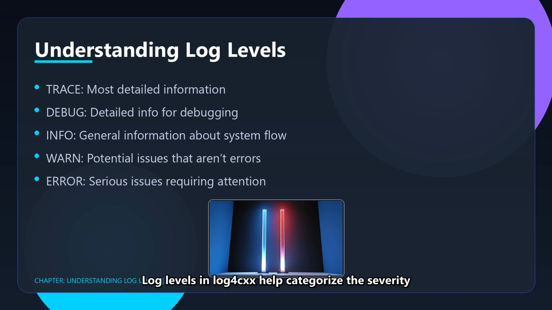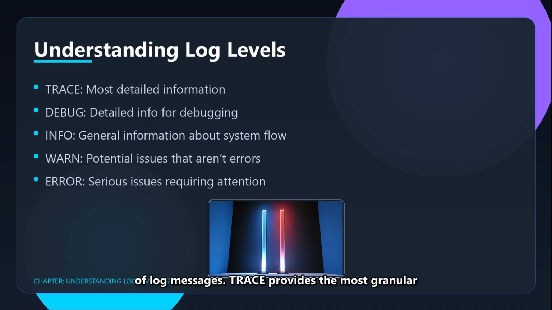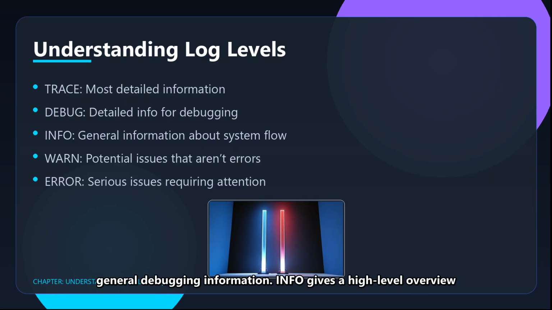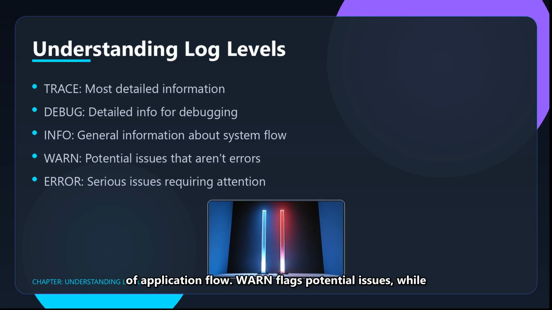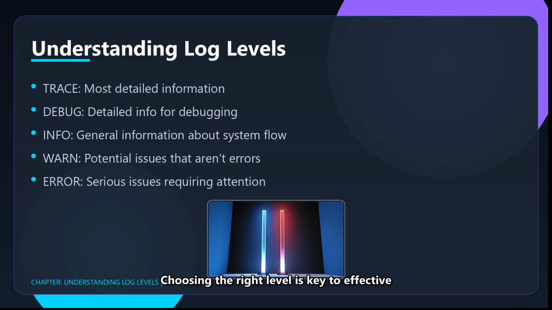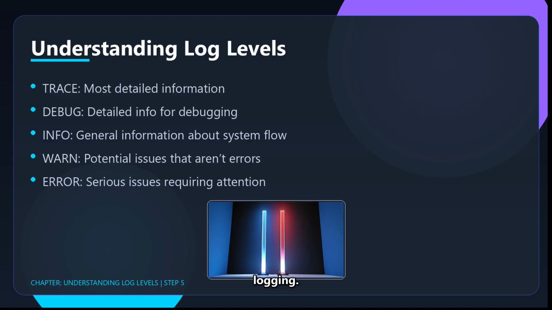Log levels in log4cxx help categorize the severity of log messages. Trace provides the most granular detail, useful for diagnosing problems. Debug is for general debugging information. Info gives a high-level overview of application flow. Warn flags potential issues, while error indicates serious problems that need immediate attention. Choosing the right level is key to effective logging.